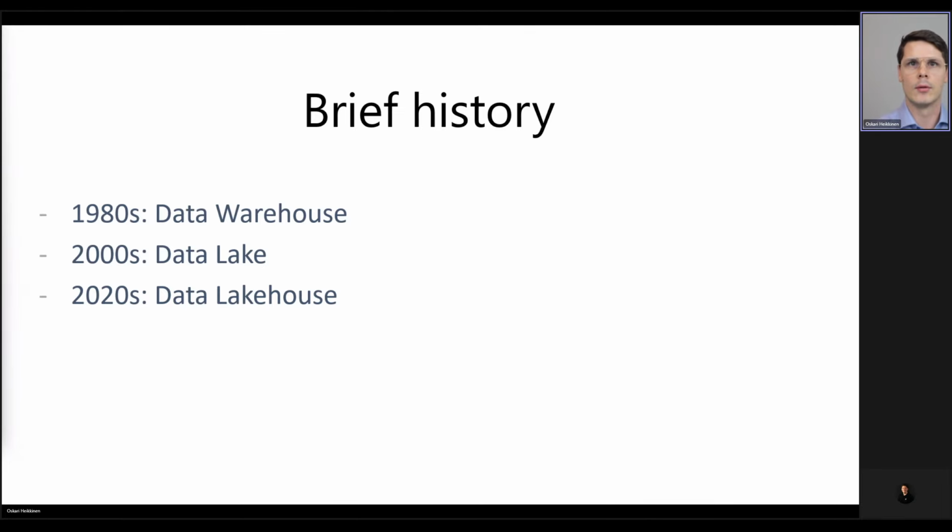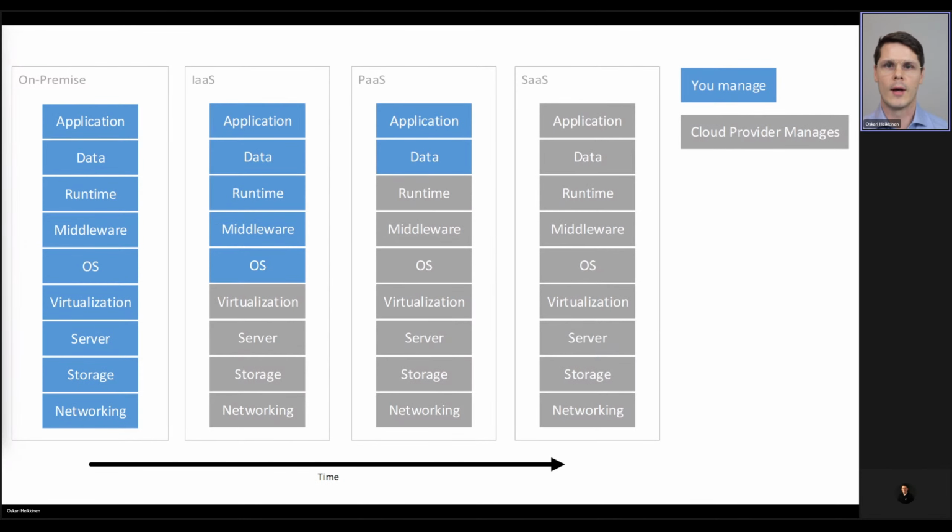Before diving deeper into data lakehouses, let's take a step back to understand some of the fundamental technological changes to see where we're headed. And let's start off with a little bit of cloud.